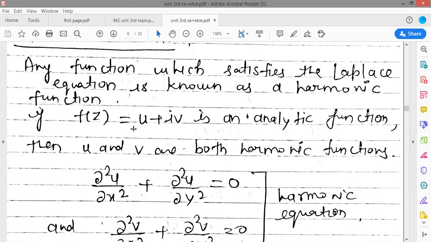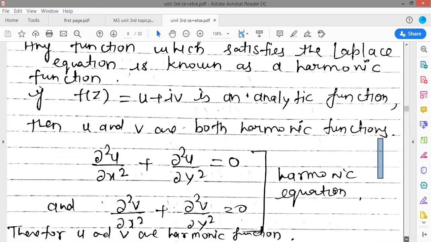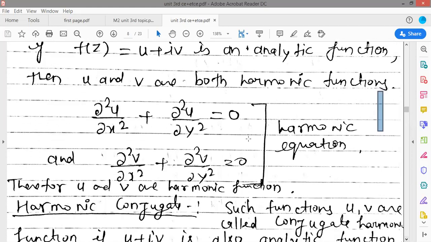f is a function of z and z is a function of x and y, so u and v are also functions of x and y. Then u and v are both harmonic functions if this final condition is satisfied: del 2u upon del x2 plus del 2u upon del y2 is equal to 0, and del 2v upon del x2 plus del 2v upon del y2 is equal to 0. If this condition is satisfied, then we can say u and v both are harmonic functions.